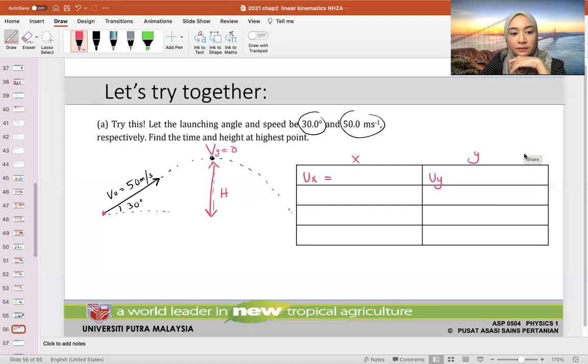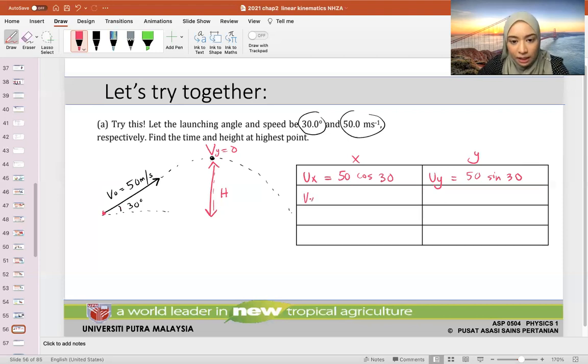50 cosine 30. Okay, correct. Molly, good job. 50 cosine 30. It's just simple vector. What about Uy? 50 sine 30. Yes, 50 sine 30. So immediately you already know what is your initial velocity because you have the angle and you have the vector.